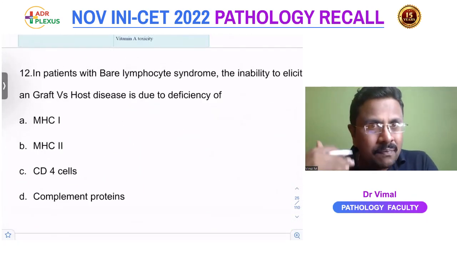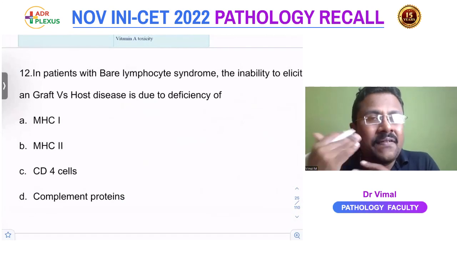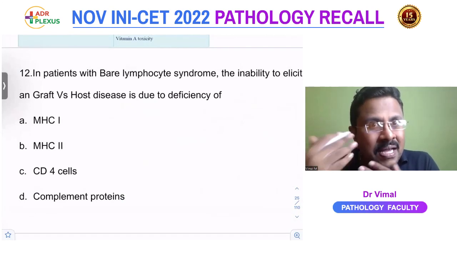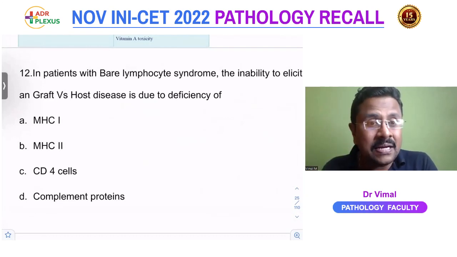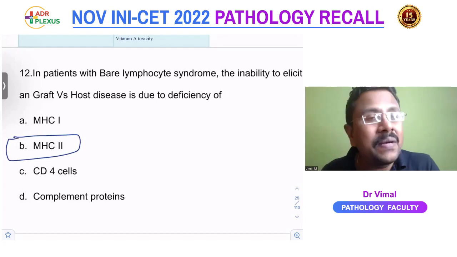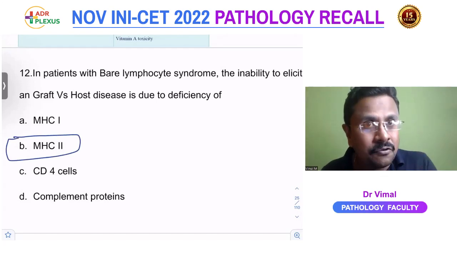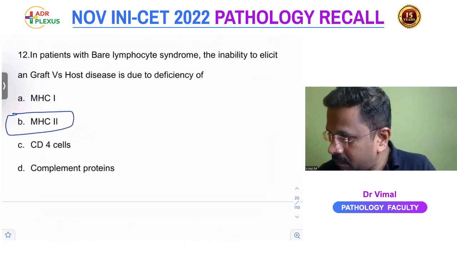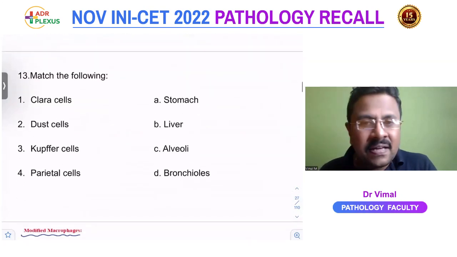So the patient will not be able to mount a graft versus host disease. There will be a defect in this graft versus host disease. When a patient receives the transplant, there will be an inability to elicit this graft versus host disease. So the answer here is MHC2, that is CD4 cells, because MHC2 expression is the predominant event, the first event occurring in bare lymphocyte syndrome. So MHC2 will be the correct option. A very easy question.